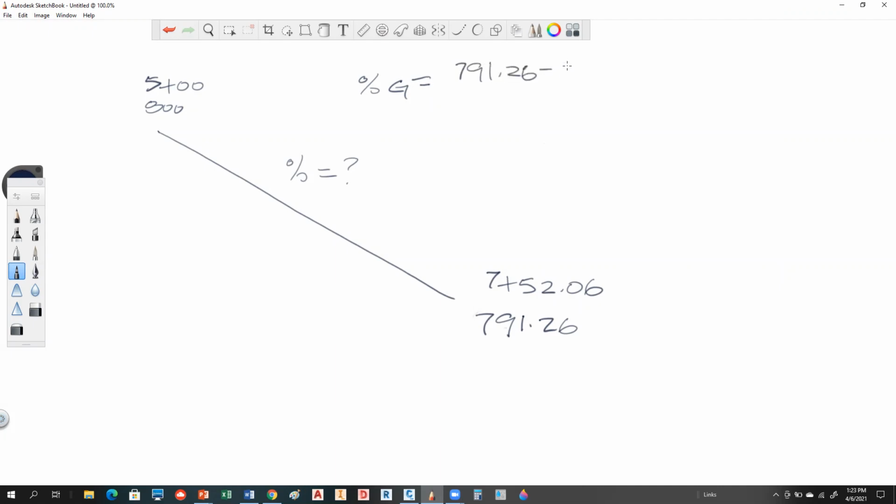791.26 minus 800. There's my rise. And my run is going to be my final station, which is 752.06 minus 500. And we're going to multiply this by 100 because we want that in terms of percent grade. Okay, so we've done this with pipes a little bit, but highways do it the same way. So let's see what we get. 791.26 minus 800. That gives me a negative number, which is what I want to see.